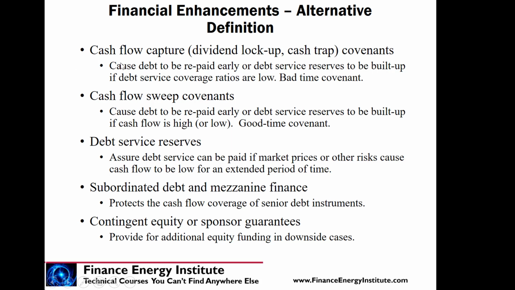So here we have some of the things: a cash flow capture, a dividend lockup, or a cash trap covenant. When the DSCR gets below a certain level, let's say 1.1, so if it's 1.09, there's a tiny little bit of trickling, little bitty cash left. You can trap that cash and not allow a dividend.